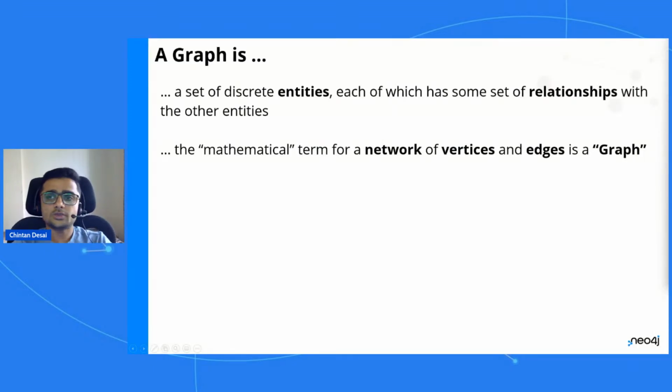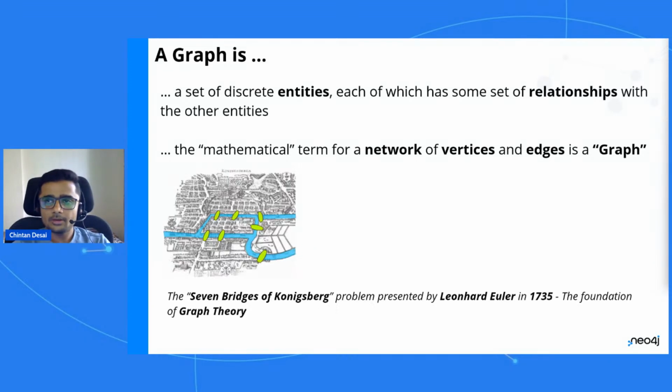Okay, moving on to the next one. A graph is basically a collection of discrete entities and some relationships between those entities. Graphs are a useful way to model the data for the purposes of mathematical or statistical analysis. They have been around for a long time. The first use of a graph was long back in 1735, done by a mathematician in Russia. As I said, it's a set of discrete entities and relationships with other entities.